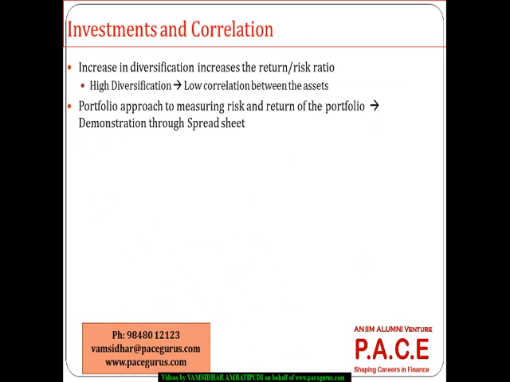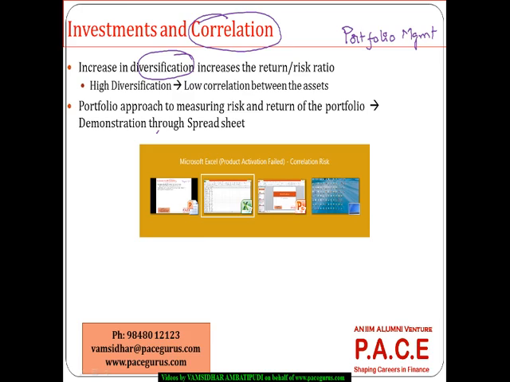Now let's see what kind of interaction exists between the world of investments and correlation. How correlation is playing a role in investments. Probably the easier way for us to understand is the concept of portfolio management. I can increase the diversification, and by increasing the diversification, I'm actually choosing the lowest correlation. Let me look at it through an example.